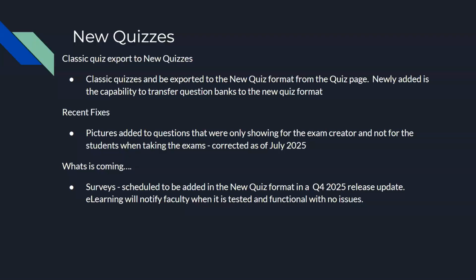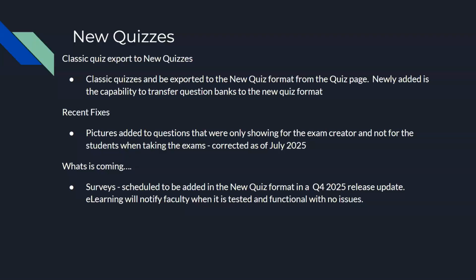One of the problems we came across that was a constant problem for a long time was the pictures. I know the biology department ran into this because they have a lot of pictures in their exams. It was showing the student a broken link for a picture, but it would show the professor or the faculty member the picture in the exam. The link was being broken. It was something on the Canvas side. It wasn't anything that anybody was doing wrong on our side. That has been corrected as of July 2025.